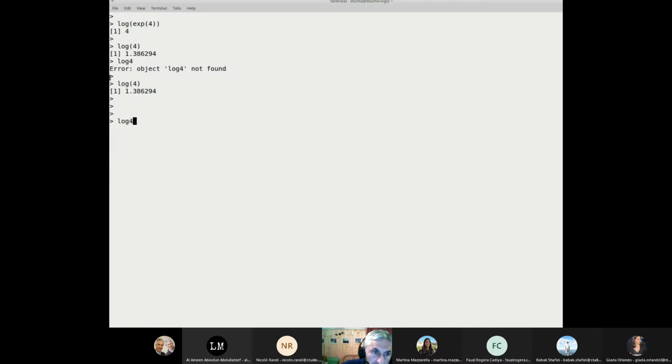Okay, let me use again arrow up. I want to get back log exp 4. Here I am. This is a combination of two functions, logarithm and exponential. And you see that the argument is always given in parentheses. In this case, the argument of the logarithm is another function. No problem at all. I can even write log exp log exp 4. Now I have to remember how many parentheses I have to close. 1, 2, 3, 4.